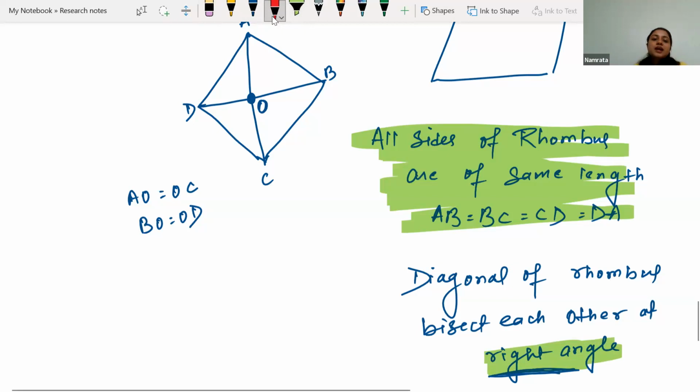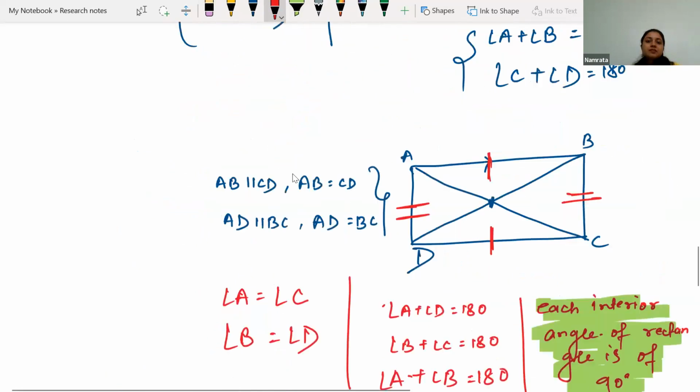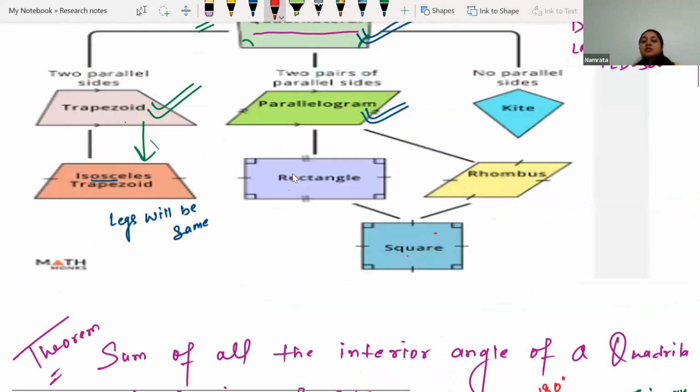Here each and every angle, this angle will be 90 degrees. This angle will be 90 degrees. This angle will be 90 degrees. And this angle will also be 90 degrees. This is the specific property of the rhombus. All right. Is it clear so far to everyone? Yes, ma'am. Now let's move to the next member of this same sequence.